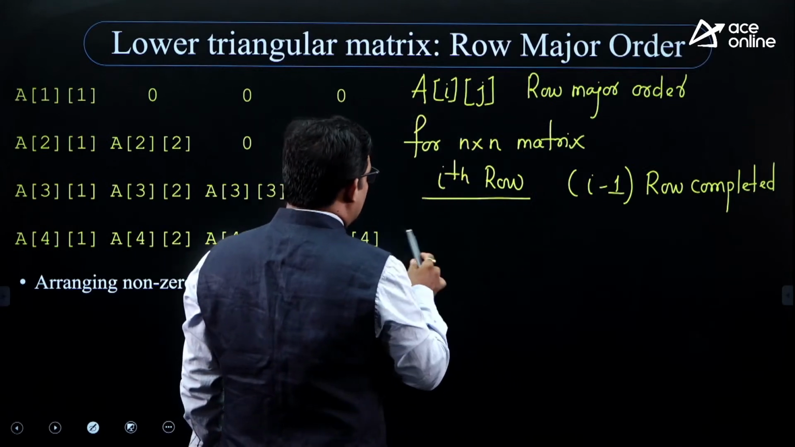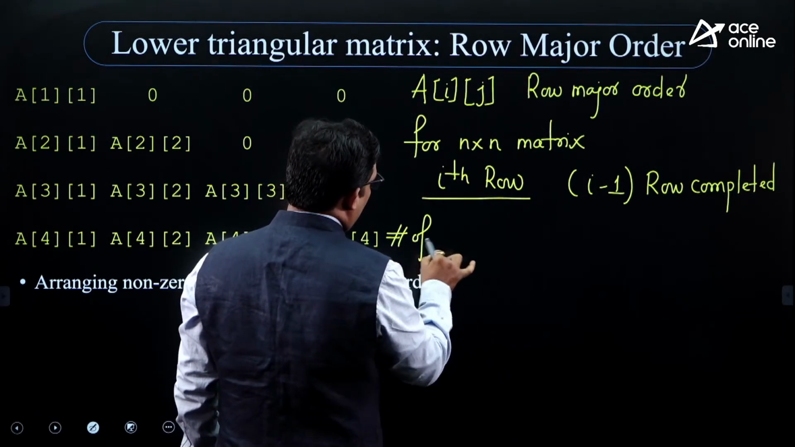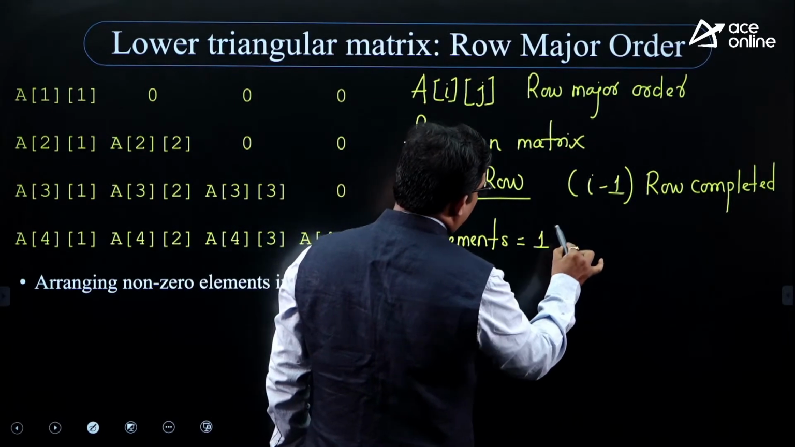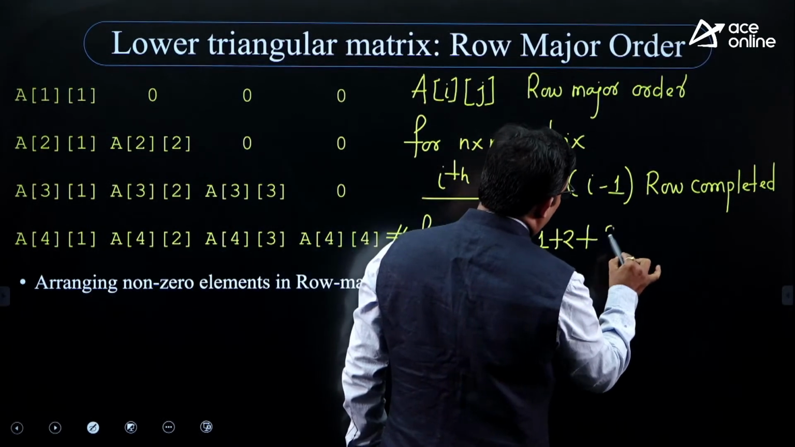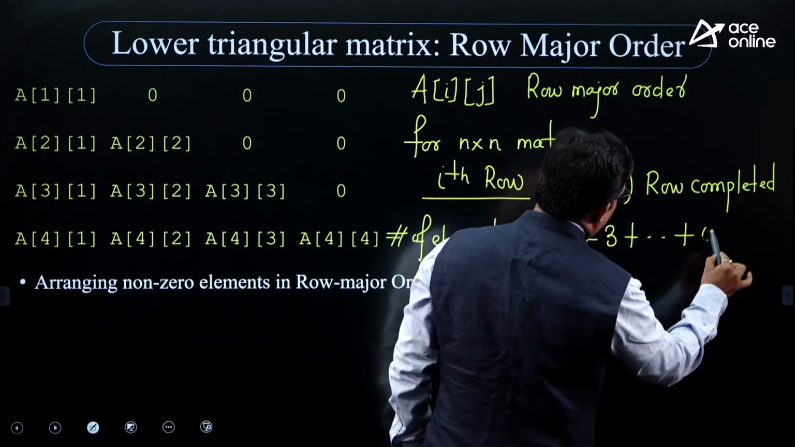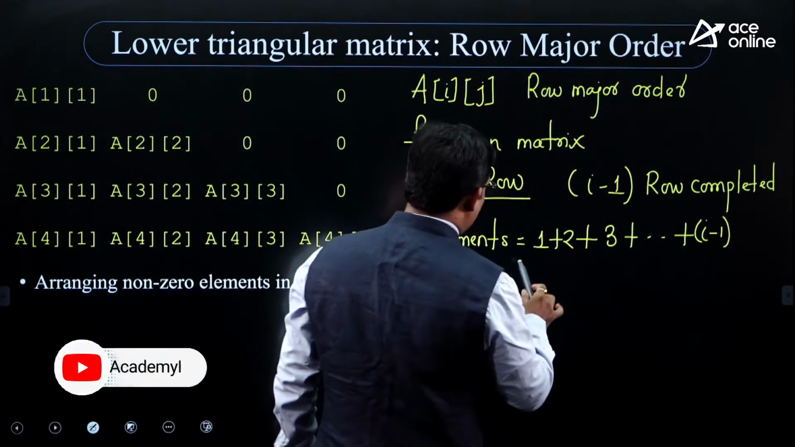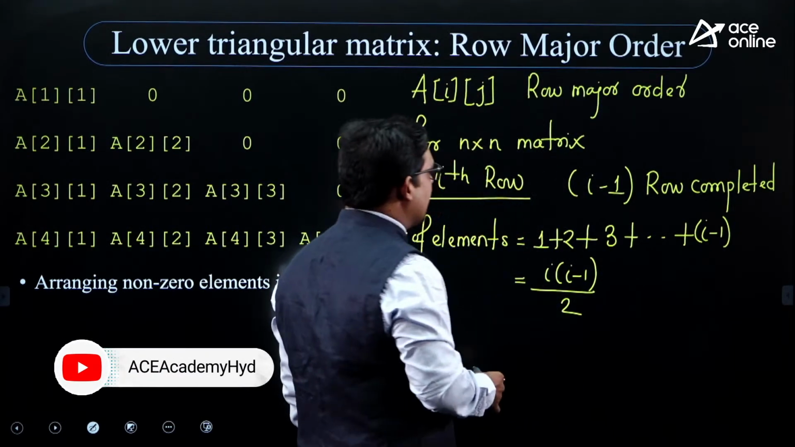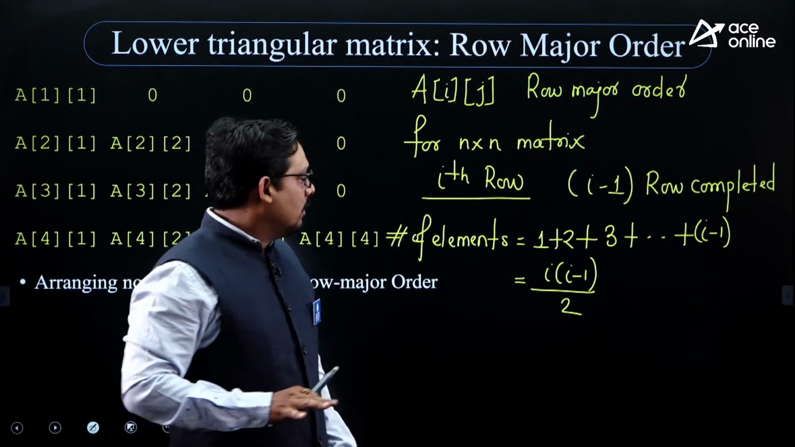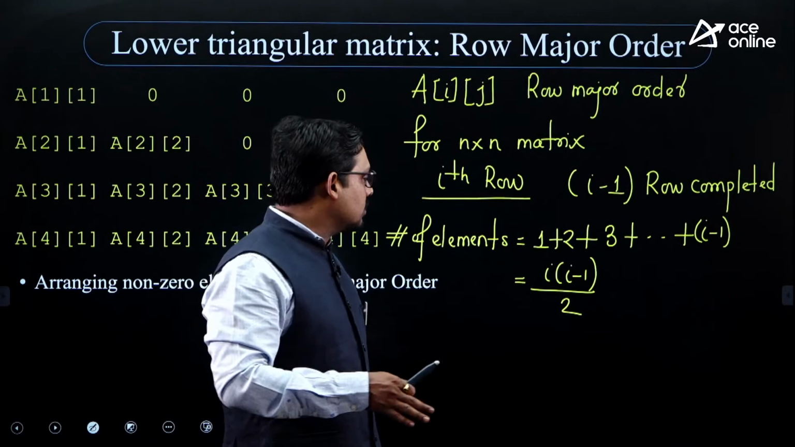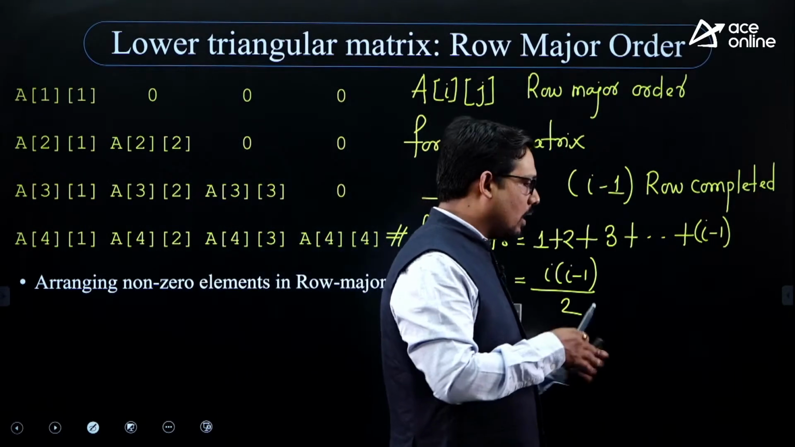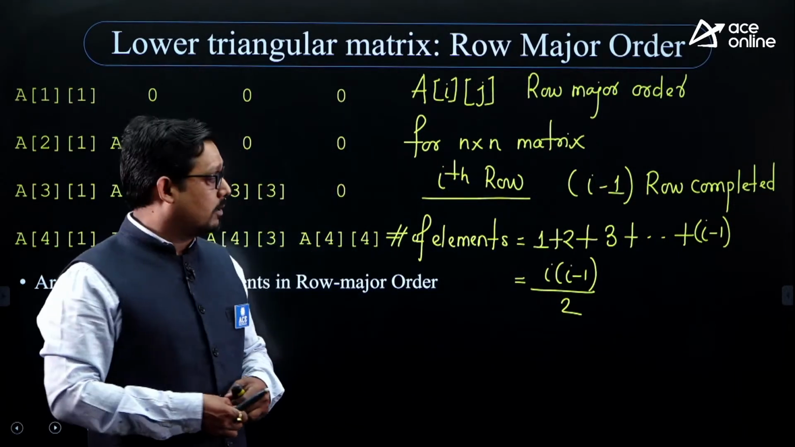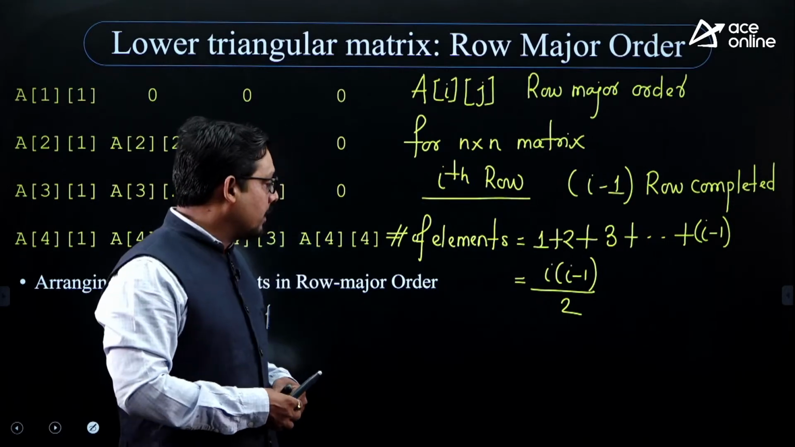The number of elements in i minus 1 rows will be equal to 1 plus 2, and up to the third row consisting of 3 elements, and similarly up to i minus 1 elements, and that makes it i into i minus 1 divided by 2. So this is the number of elements that I have completed row-wise. I know here the lower bound is 1, and that's why the formula becomes i minus 1.